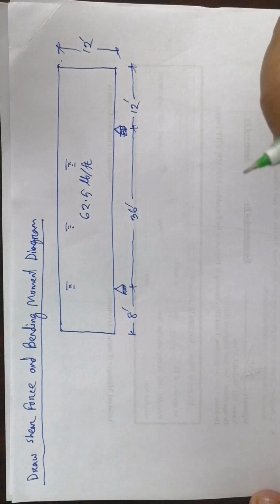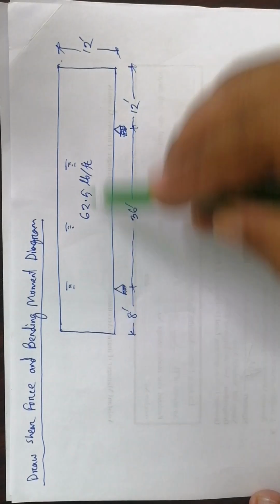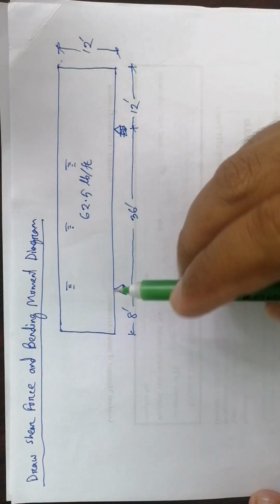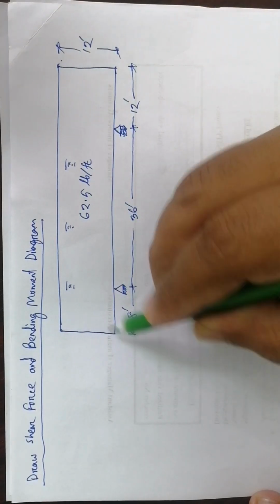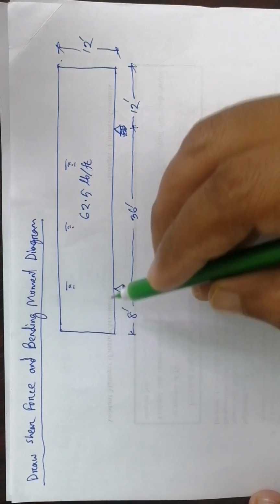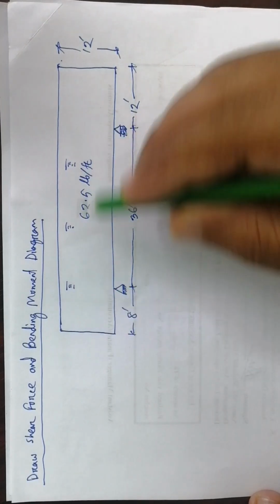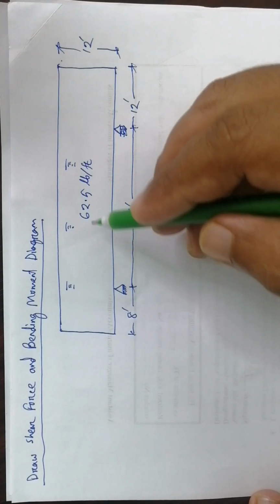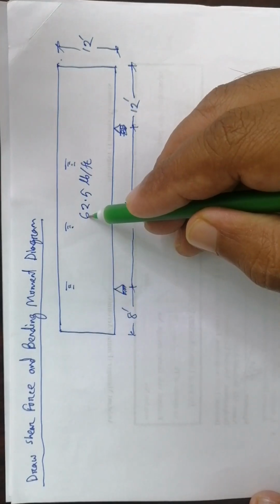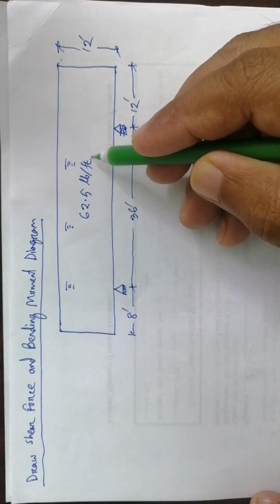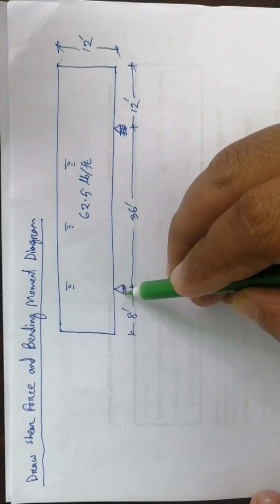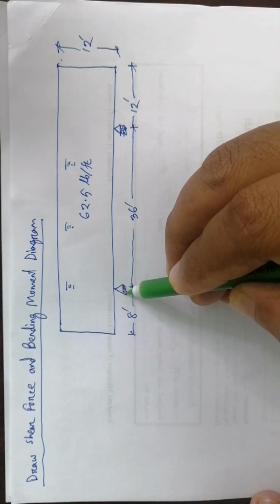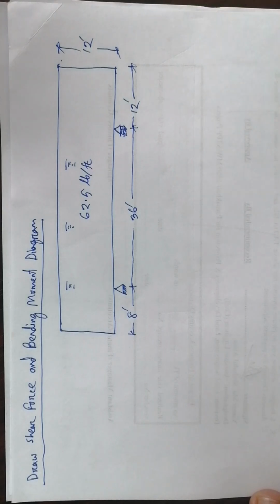Today we draw the shear force and bending moment diagram of a water reservoir. This is the water reservoir. We consider a 1 meter strip perpendicular to this section. So this is our section, and the water unit weight given is 62.5 pound per feet cube. The distances are given here. There are two supports, one is a hinge support and the other is a roller support.